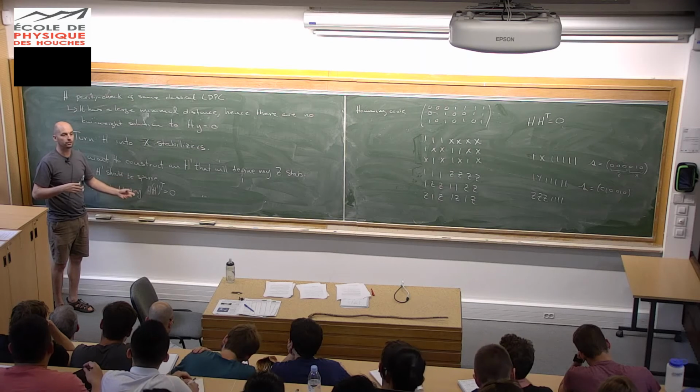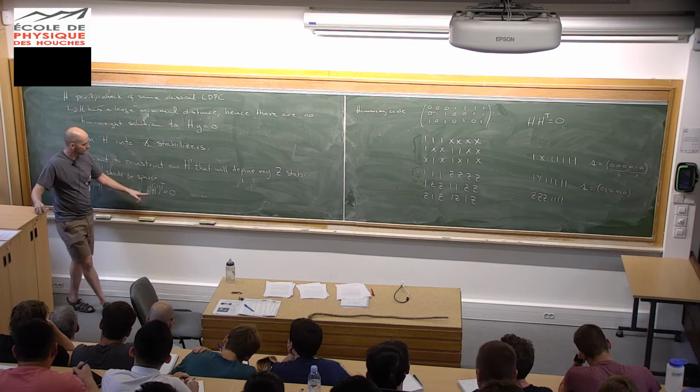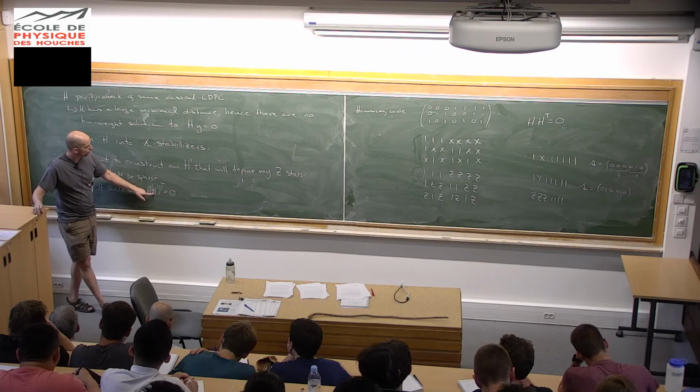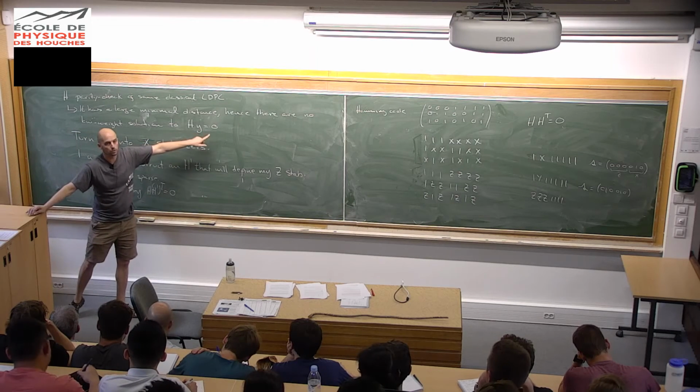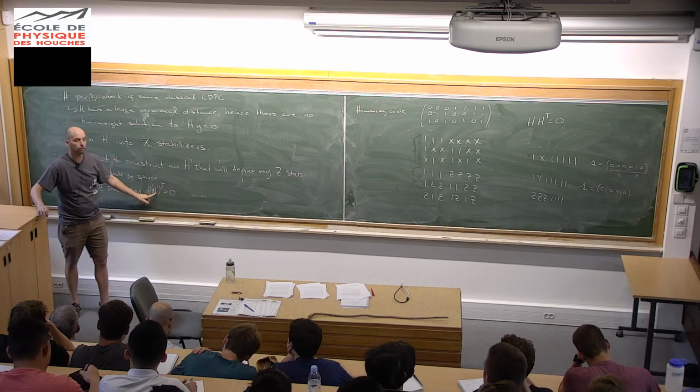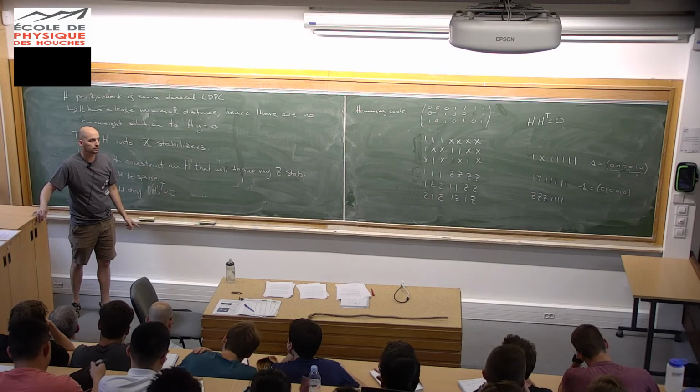But this is a contradiction, right? We just said that there was no low-weight solution to HY equals 0. So there can be no sparse matrix that obeys this. Yes?